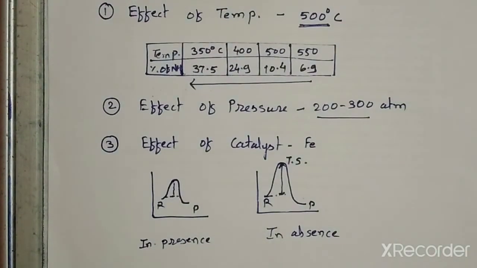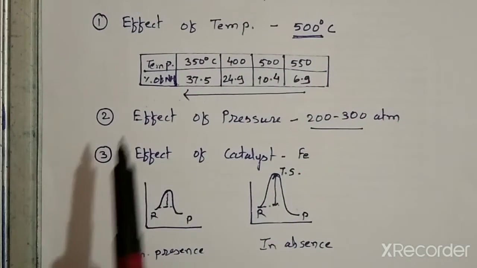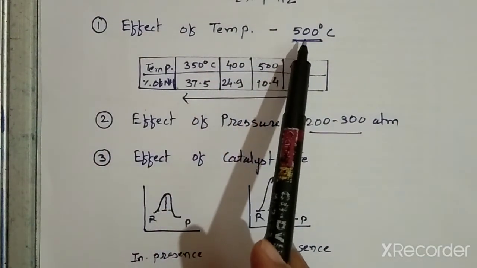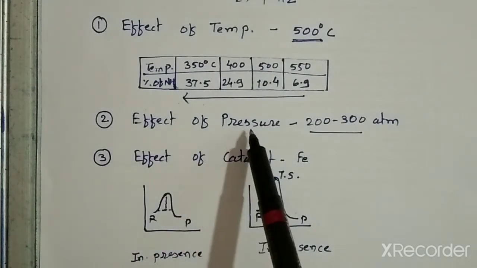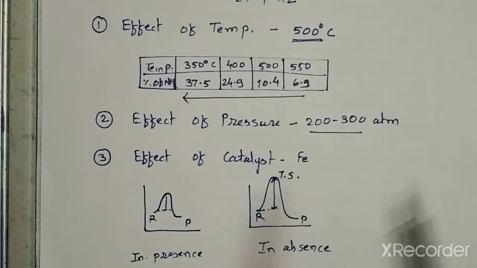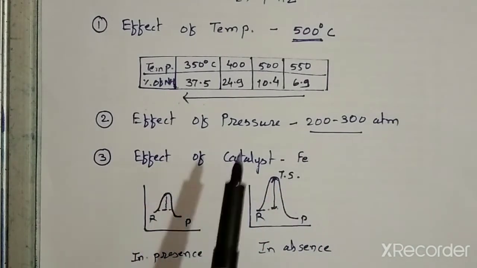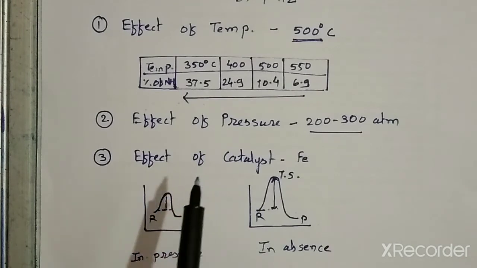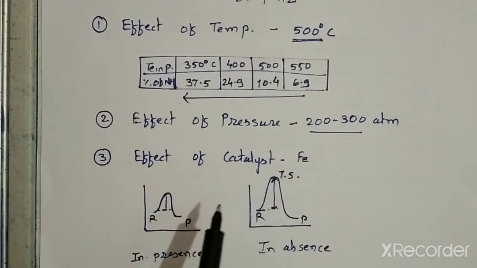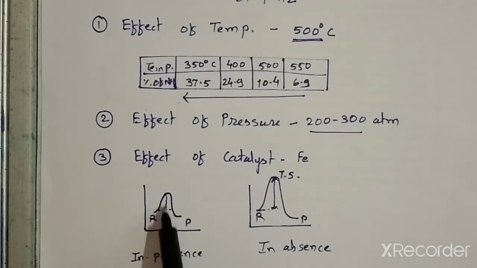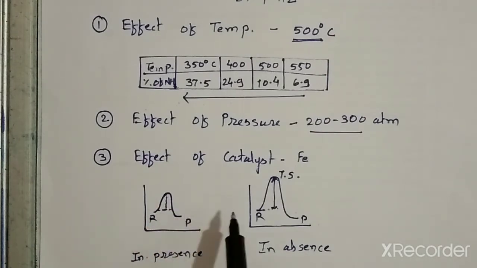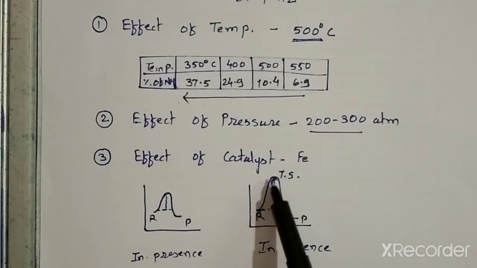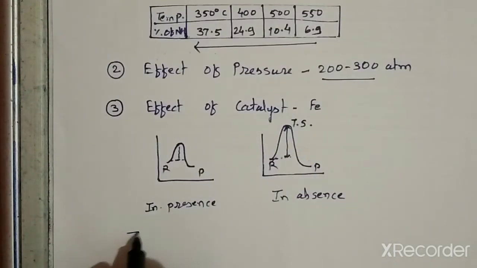And these are the three main physicochemical principles involved in the formation of ammonia. First, the effect of temperature: the temperature required is 500 degrees centigrade. Effect of pressure: 200 to 300 atmospheric pressure is required for the conversion. And effect of catalyst: in the presence of catalyst the reaction takes less time to convert into the product, but in the absence of catalyst the reactants take more time to convert into the product.